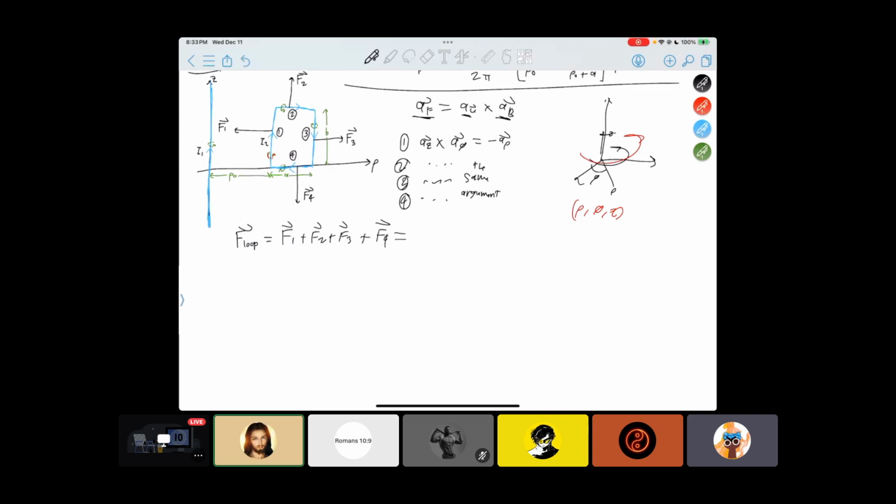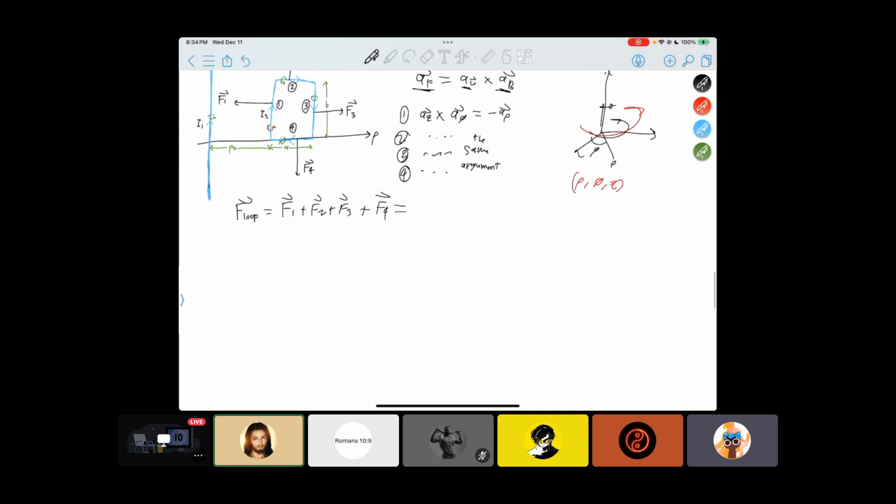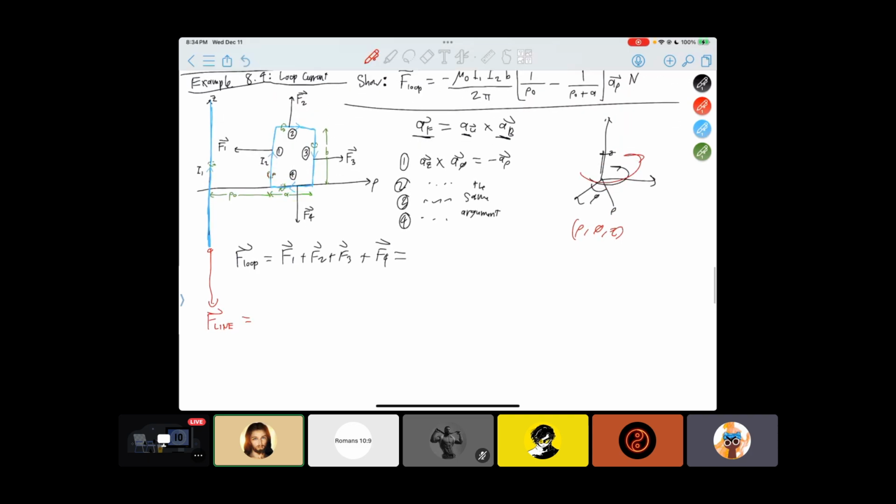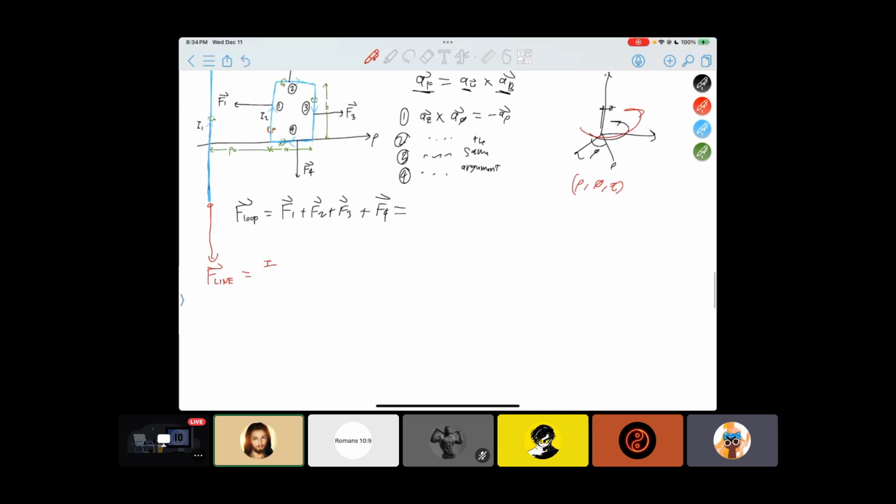Let's see, F1, F2, F3, F4. Essentially, what is this? I have no idea. But what I do know is that the first thing we could do, if we have the infinitely long wire over here, that guy, we have a formula for it. So this is line. I'm going to call this line. So F line is equal to, this is an infinitely long line, just I over 2 pi rho a phi. That's just the formula that's by default given to us.